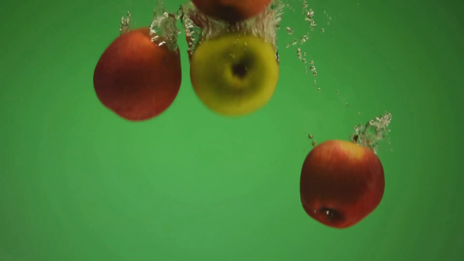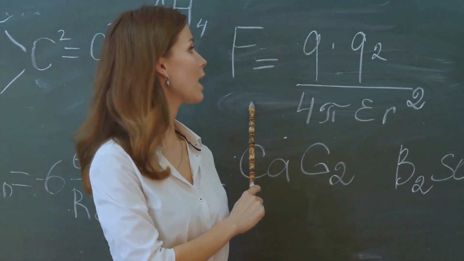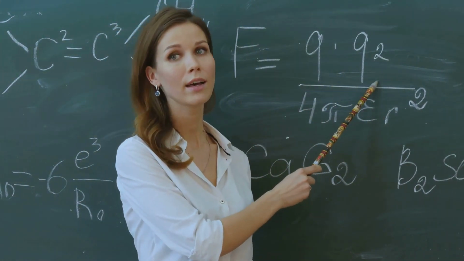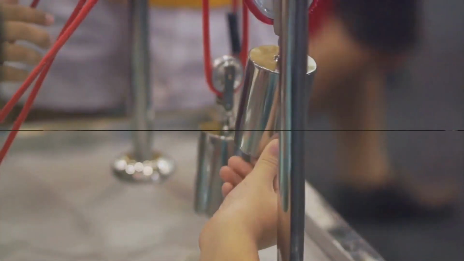It's what makes an apple fall straight down from a tree. The force of gravity on an object is its mass times the acceleration due to gravity. On Earth, this acceleration is approximately 9.8 meters per second squared.